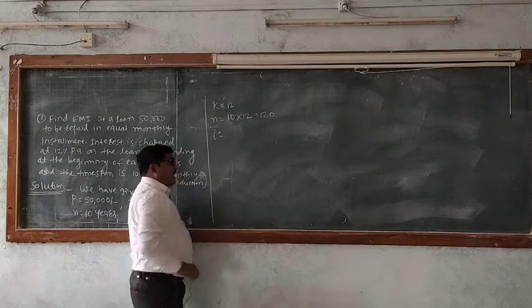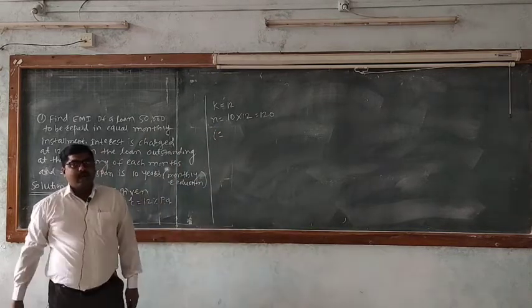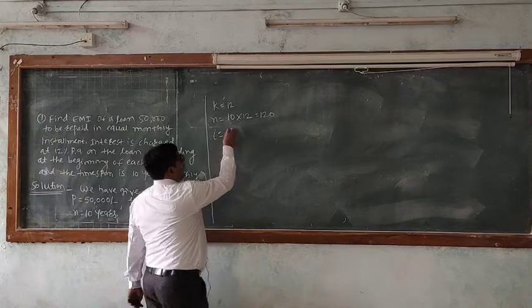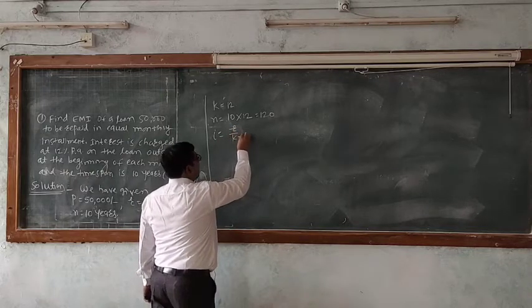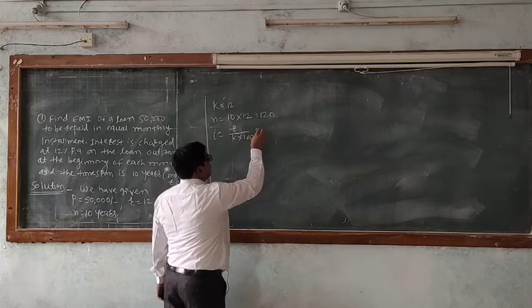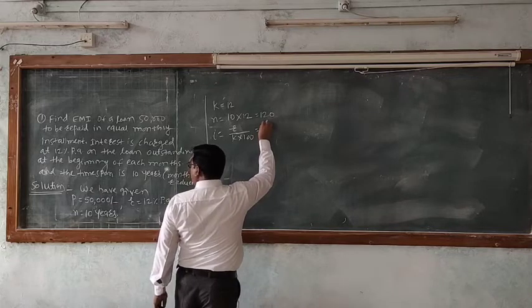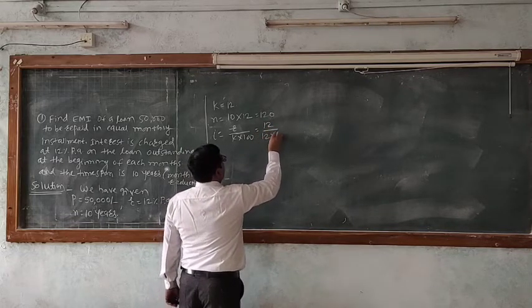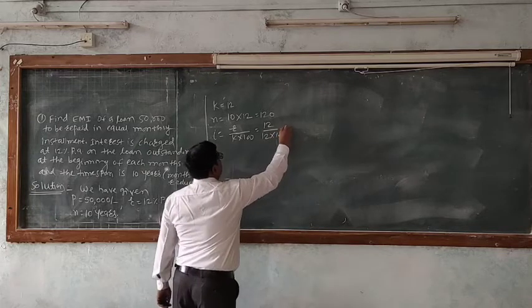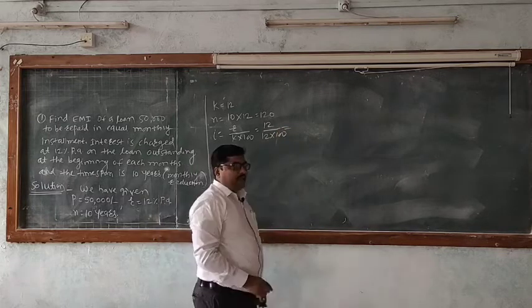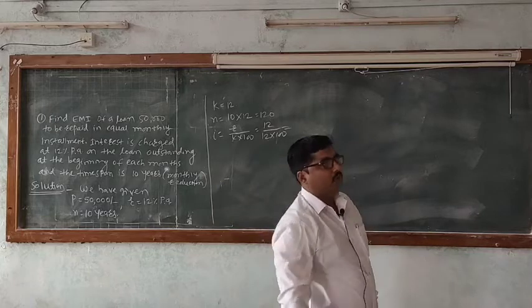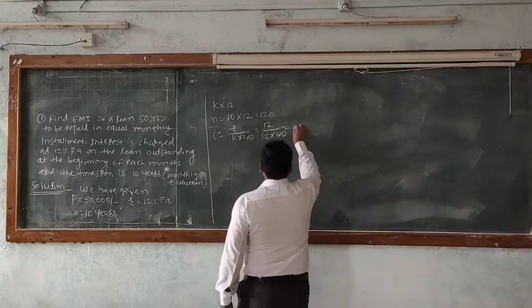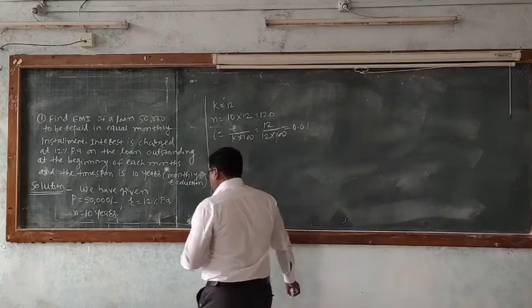Next find out I. What is I? I is equal to R upon K into 100. So this is equal to, R is what? R is given to you, 12. K is 12. 100. Right. Then I can be calculated: 0.01. Right.